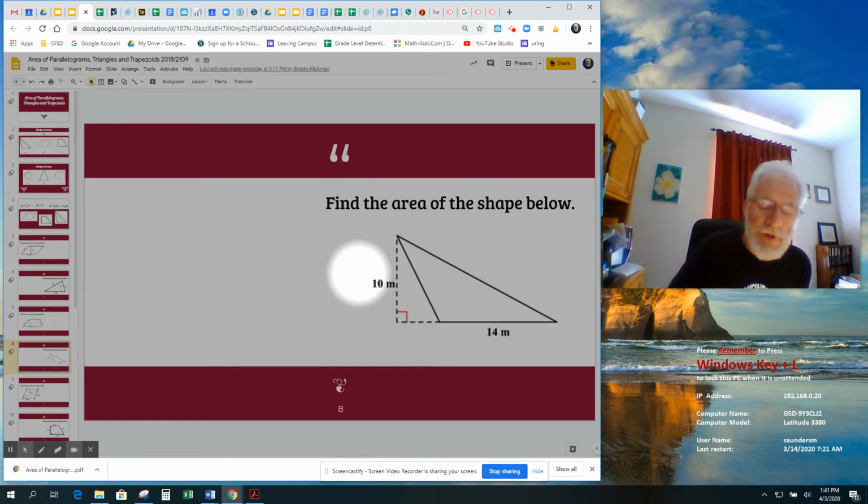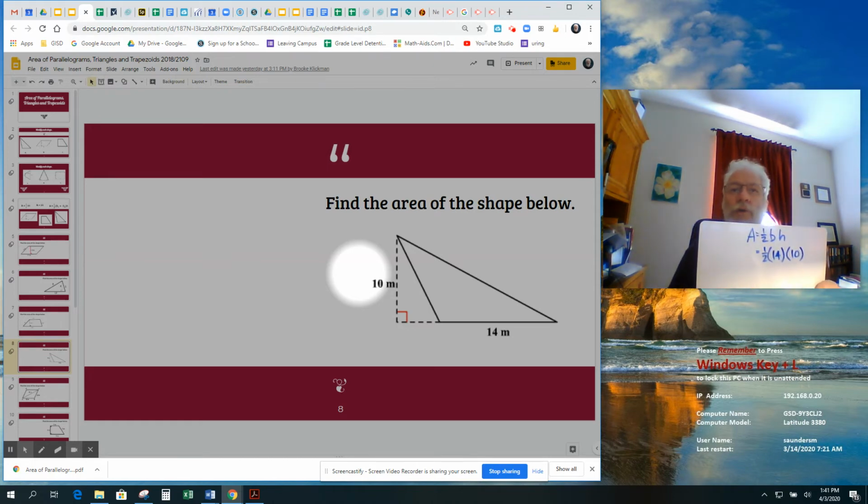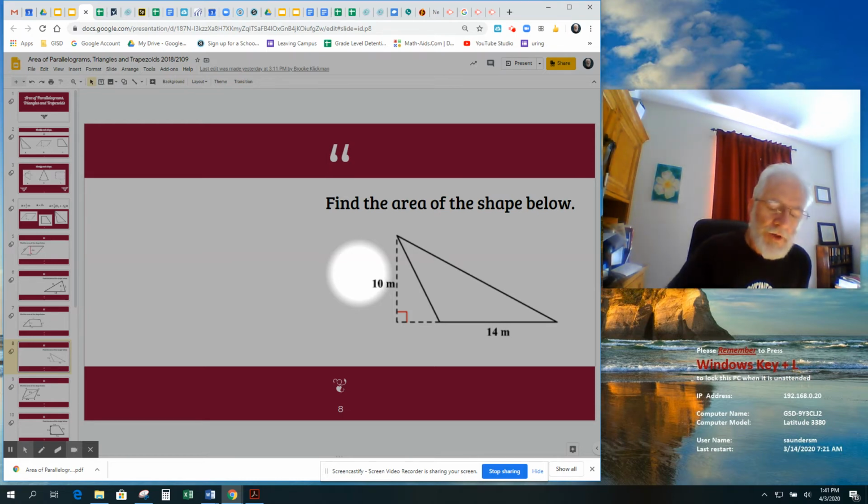And I'm going to start filling in. So area equals 1/2, and we said the base was 14, and the height is 10. Okay, so this is what I have written down so far. I always start with my formula and fill in what I need to know. Area equals 1/2 times the base of 14 times the height of 10. And now I can multiply. 1/2 times 14, or 14 divided by 2, is 7. 7 times 10 is 70.